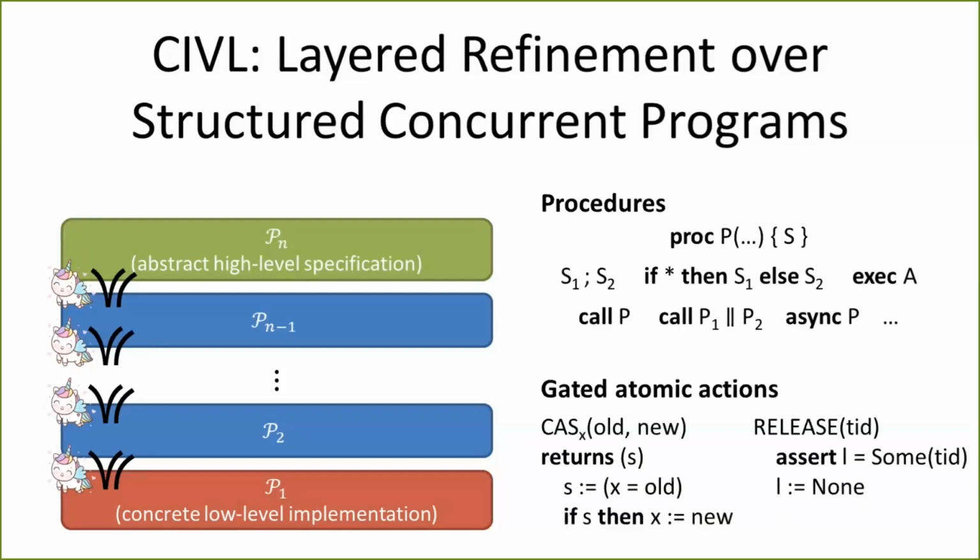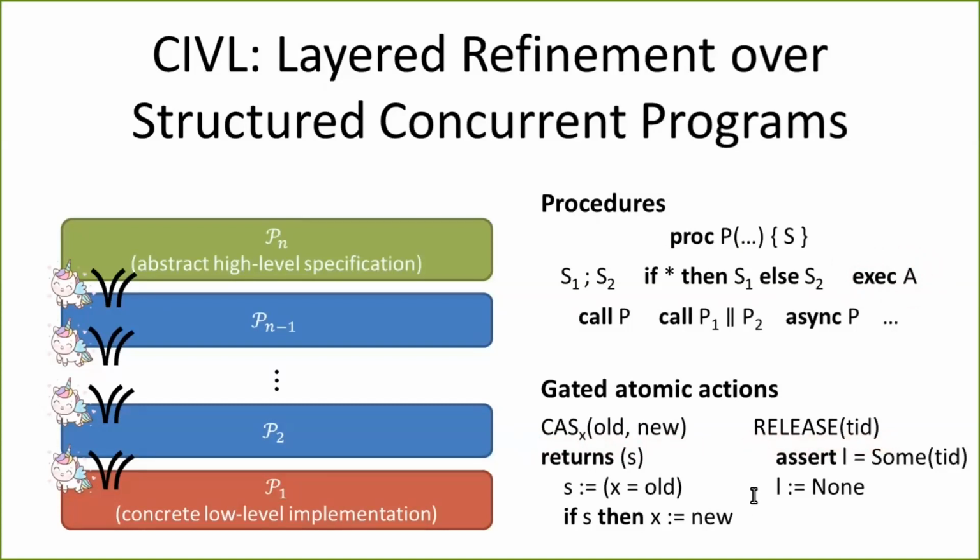A core distinguishing design feature of CIVL is that each refinement layer remains a structured concurrent program, which means a program that consists of procedures that have imperative control flow that includes synchronous, parallel, and asynchronous calls to procedures, and where all state updates are encapsulated in calls to gated atomic actions. These gated atomic actions are equally well suited to represent low-level operations as implemented in hardware, like a compare and swap operation, or also more high-level atomic operations, like the logical representation of releasing a lock.